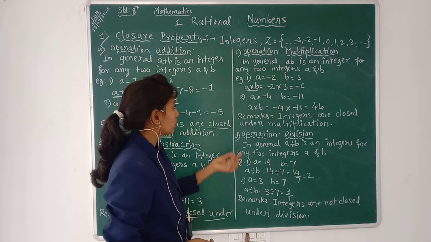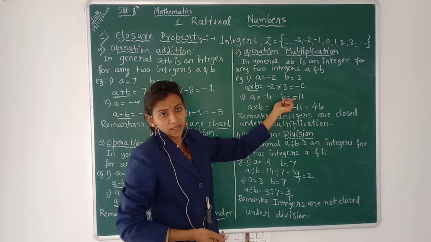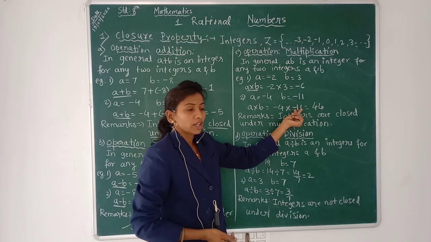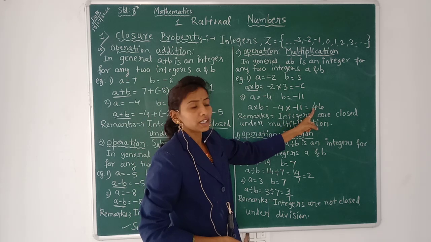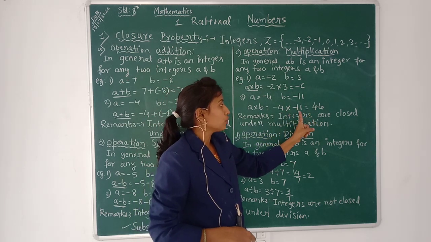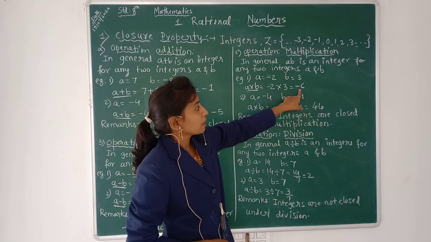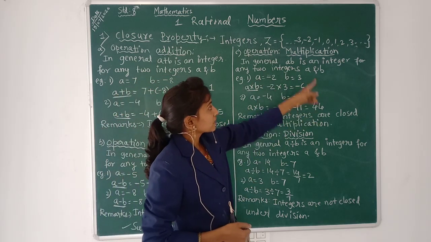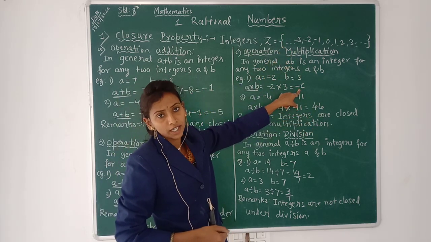Take one more example. A is equal to minus 4 and B is equal to minus 11. Do the multiplication: A into B is minus 4 into minus 11. First do the signs multiplication. Minus into minus gives a plus sign. 4 into 11 is 44. So we have plus 44 in the second example and minus 6 in the first example. Both are in the set of integers. This is a positive integer and this is a negative integer.